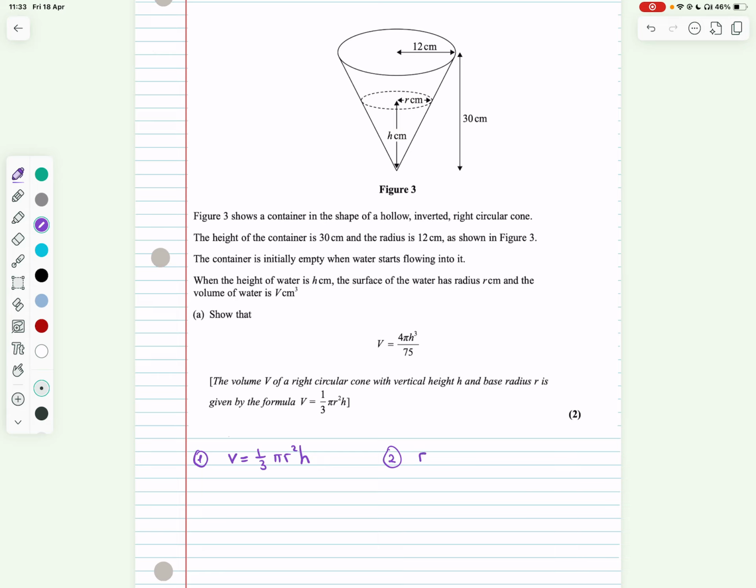So I can say that the radius of the smaller cone divided by the radius of the larger cone, I can write this because they are similar. They must be similar.